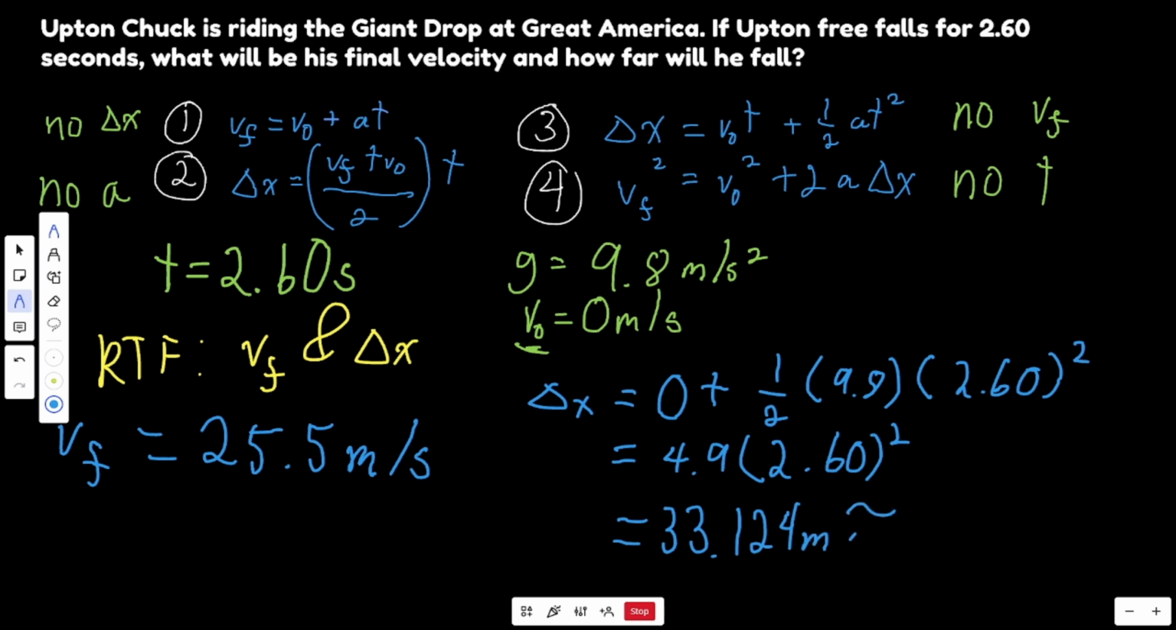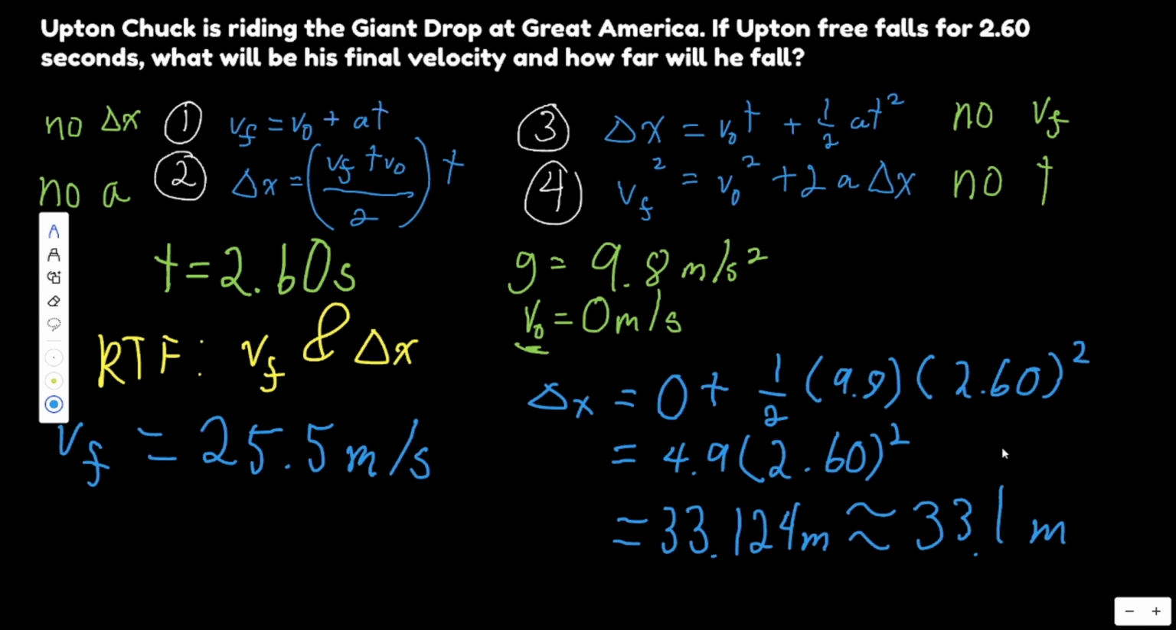However, we have to round off to the correct amount of significant figures. And since the lowest amount of significant figures here is, well, it's actually gravity. However, gravity has a lot of significant figures as well. So the measurement we're going to be using is the acquired measurement, or the measurement that's given in the question, which is 3 in terms of seconds. So we're going to round to 3 significant figures. That's 33.1 meters.